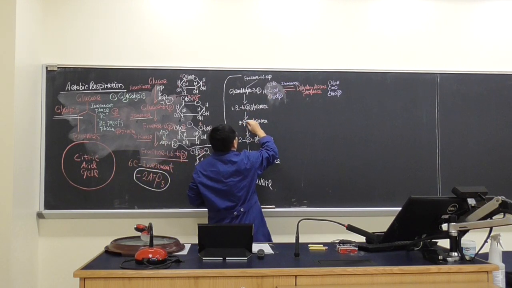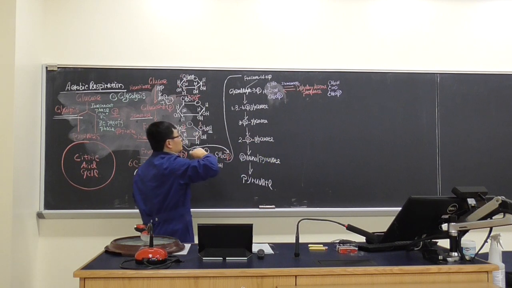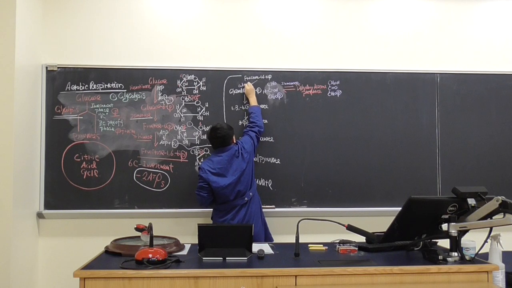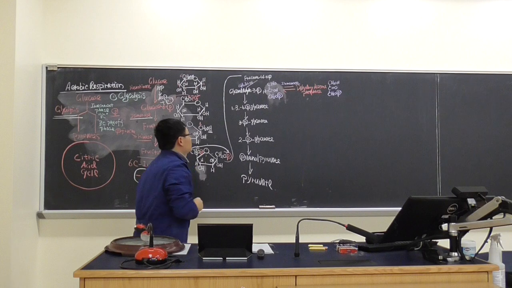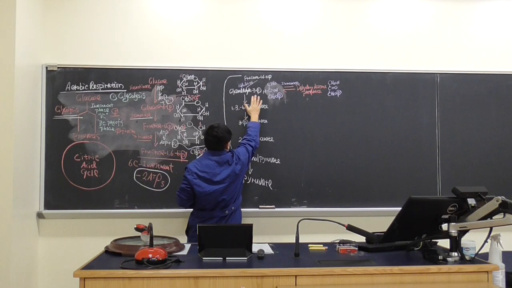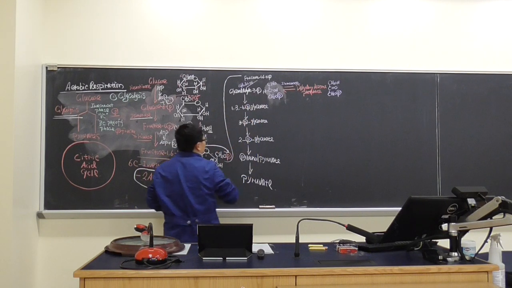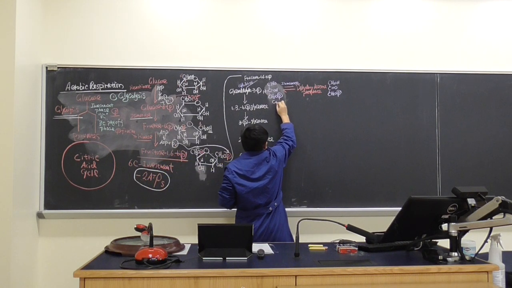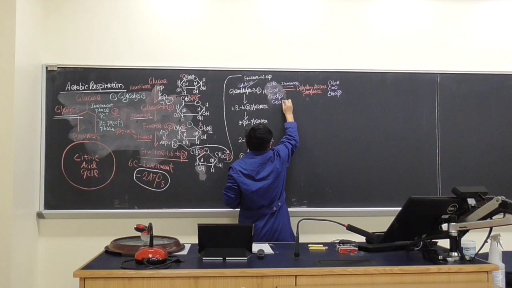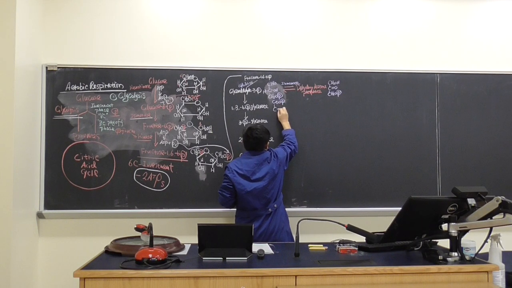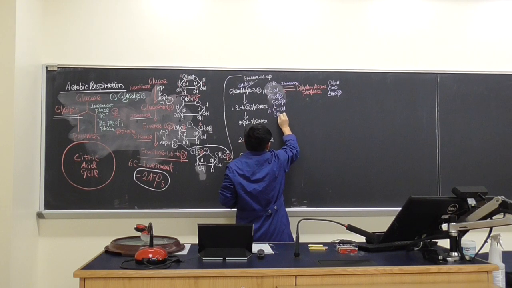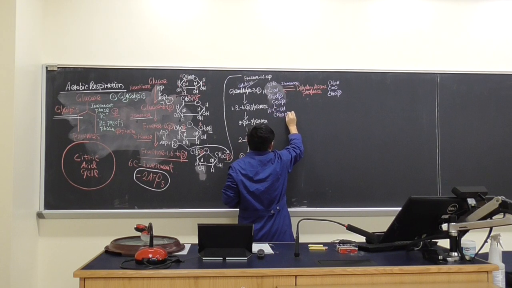Okay, now from the fructose 1,6-biphosphate to the glyceraldehyde 3-phosphate. What is that enzyme? We call it aldolase. Okay. Glyceraldehyde 3-phosphate then becomes 1,3-biphosphoglycerate. What does it look like? P, C, O, H, H, and then C, H, O, O, P.